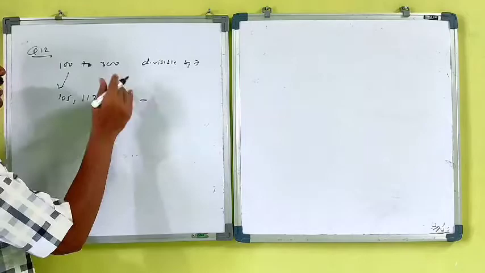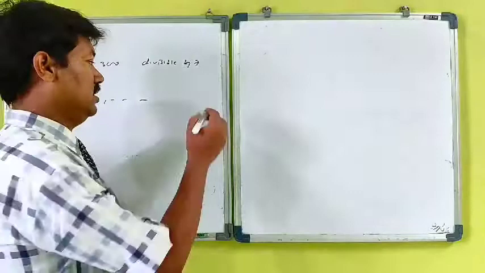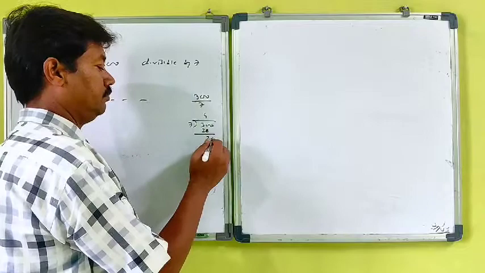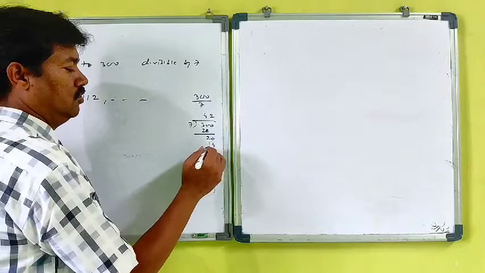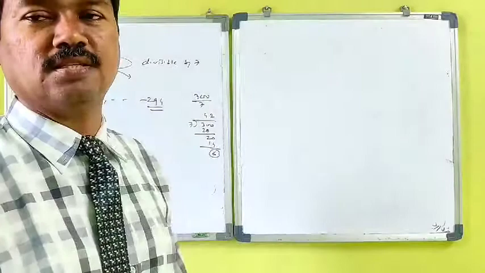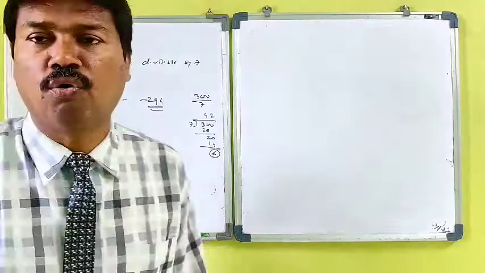Now 300 divided by 7. 7 4s are 28. 7 2s are 14. So that is 6 as the remainder, and you have to subtract this 6. So the last number should be what? 294. So 294 is the last number which is completely divisible by 7.